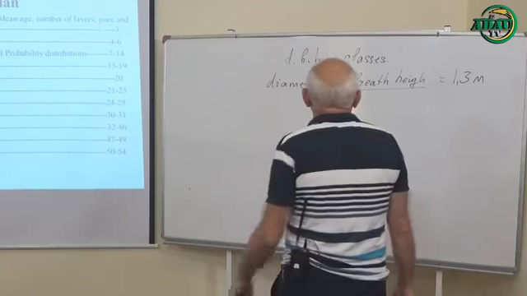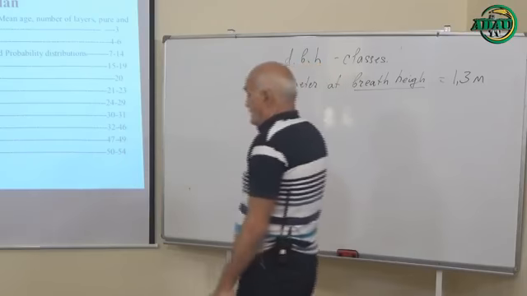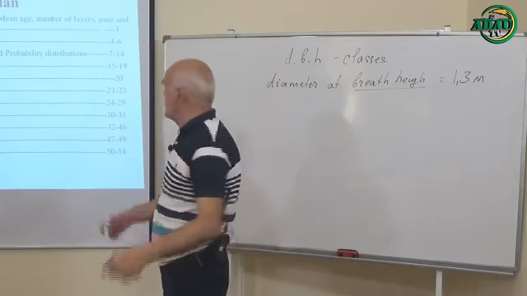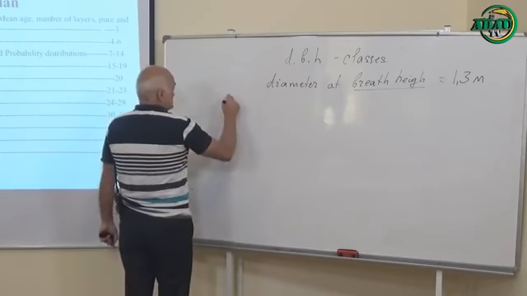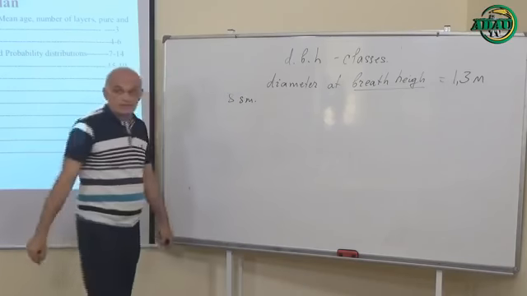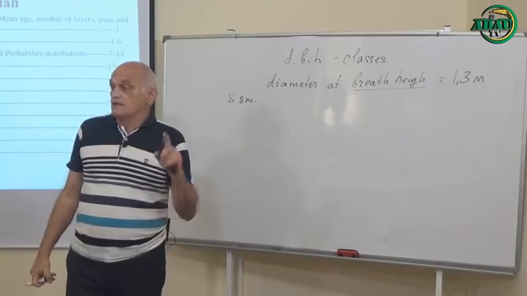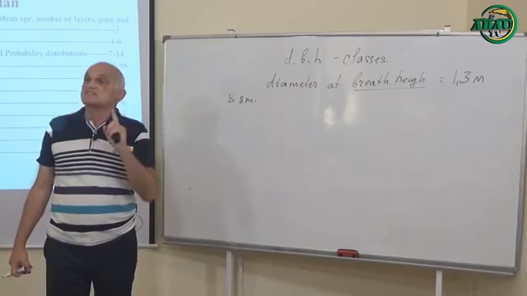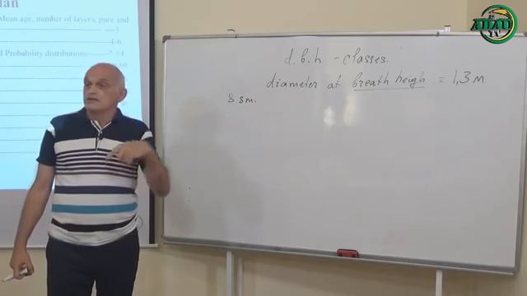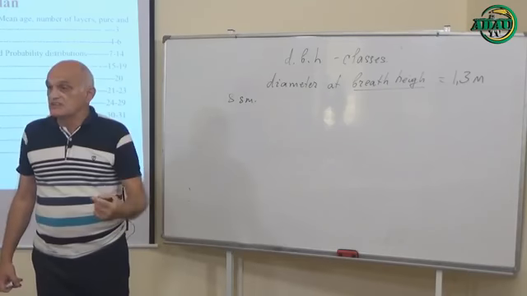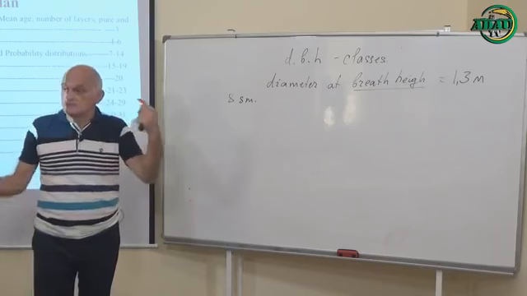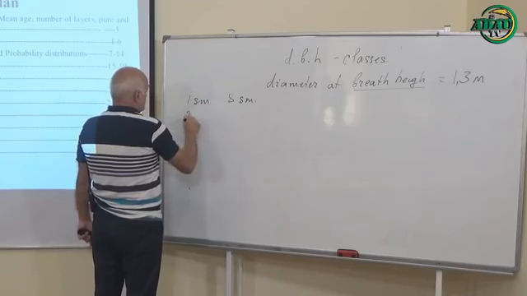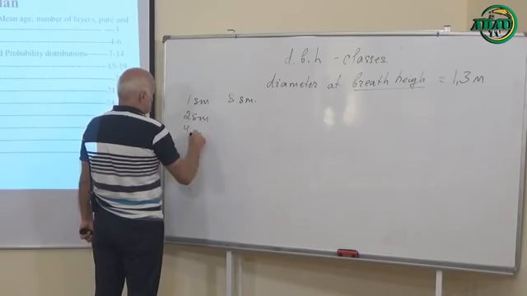Now, DBH classes. The DBH classes in most cases begin from 8 centimeters. But there also exists a class interval equal to 1 centimeter for scientific aims, 2 centimeters, and 4 centimeters.